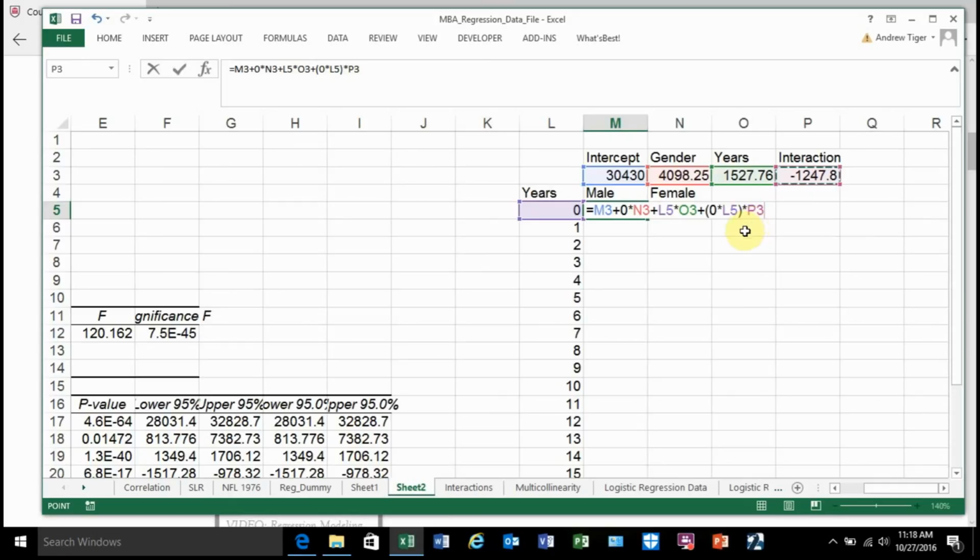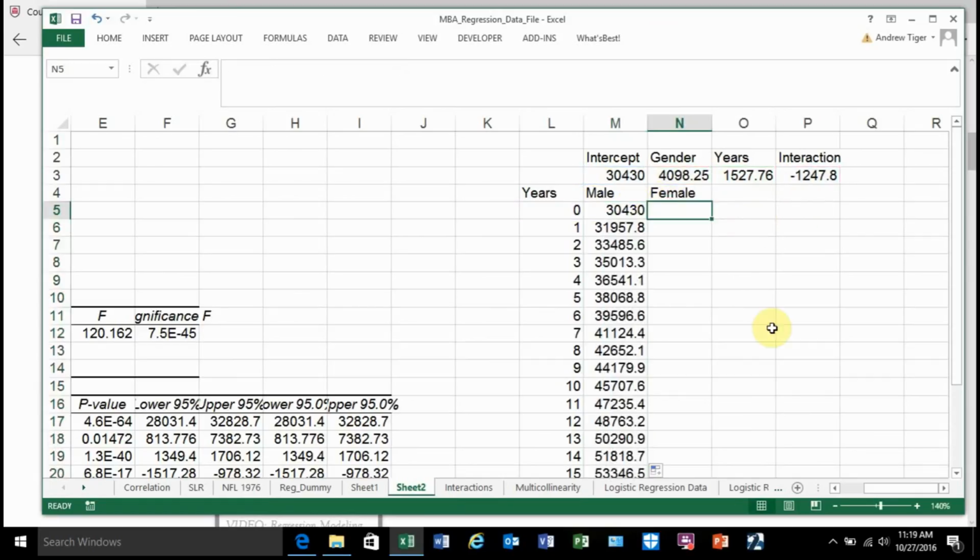And I'm going to copy this down, so I'm going to put some dollar signs around all of my references to row 3 stuff. Copy that down.